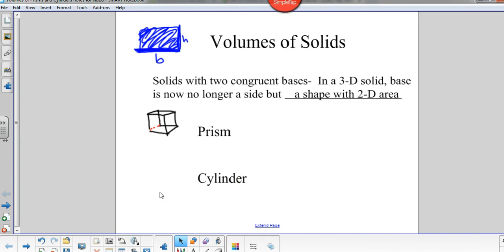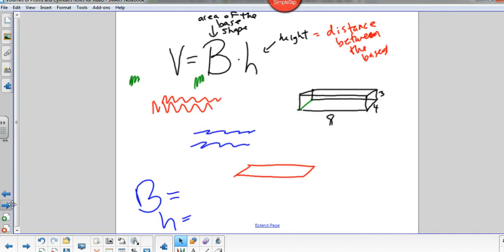But the base is not a side length anymore. The base is now an area of a two-dimensional side of the three-dimensional shape. So let's get into it here.